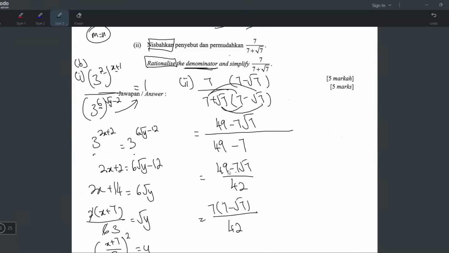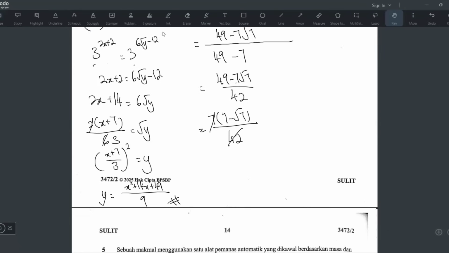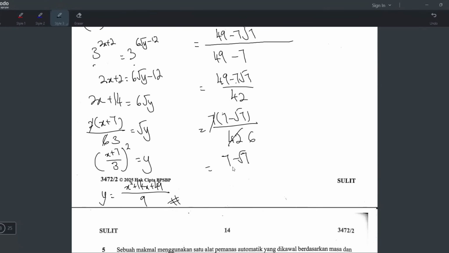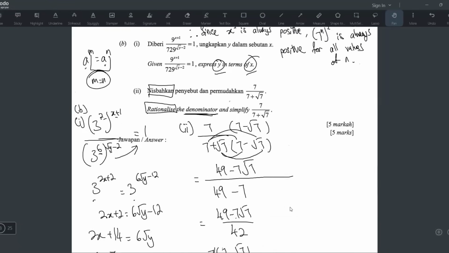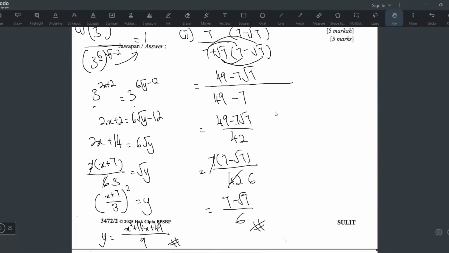Because when you divide 7, 49 divided by 7 is 7, and then when you take out 7, left with square root 7. And the reason why I do like that is because I want to cut. So you will be left with 6 here. Yeah, 7 divided by 7 is 1, 42 divided by 7 is 6. So you are left with 7 minus square root 7 over 6. This is the answer in simplest form. Okay, alright, so that's all for this. Hope you understand.